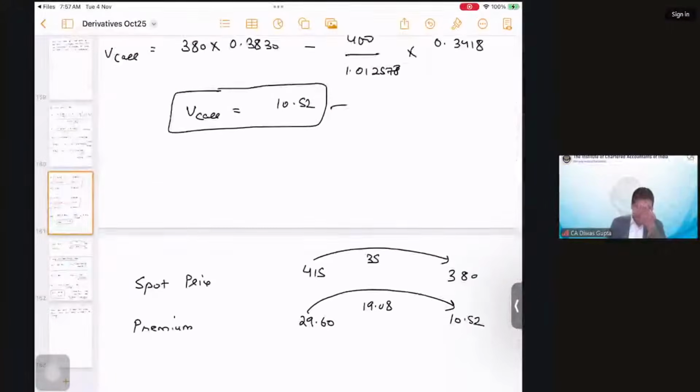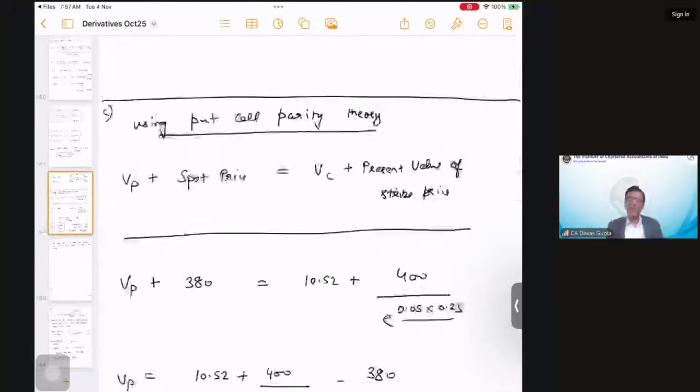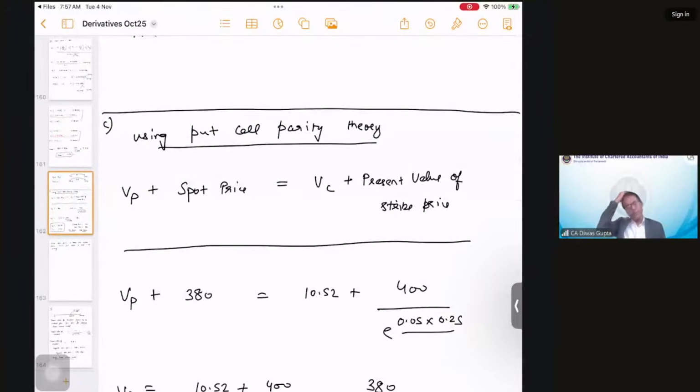Then students, we have discussed the questions on the put call parity theory. So now the question comes: where can you use the put call parity theory? The put call parity theory can be used. Okay, let the screen change.